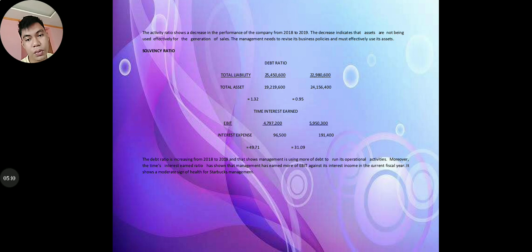The activity ratio shows a decrease in the performance of the company from 2018 to 2019. The decrease indicates that assets are not being used effectively for the generation of sales. The management needs to revise its business policies and must effectively use its asset.